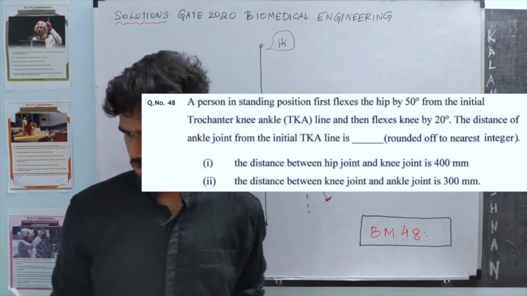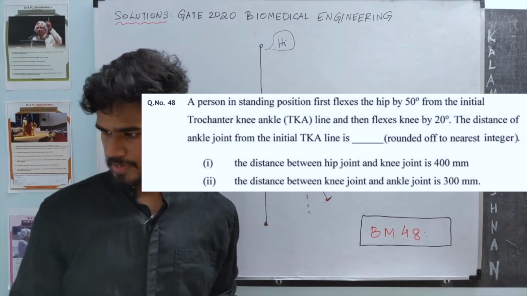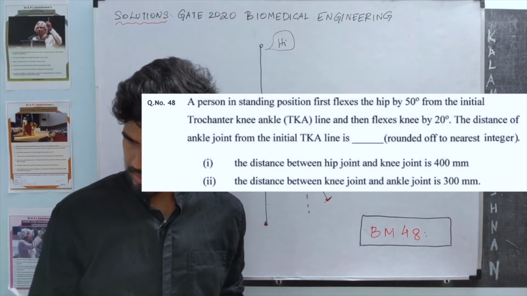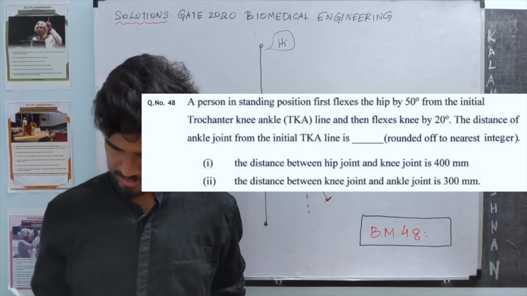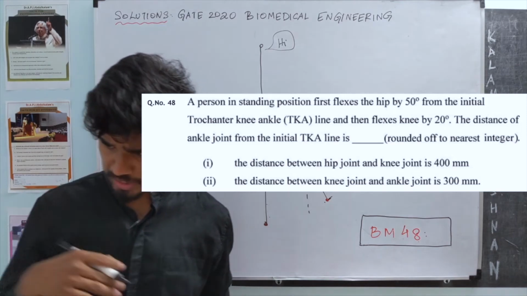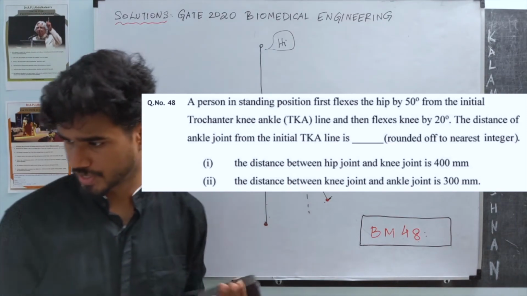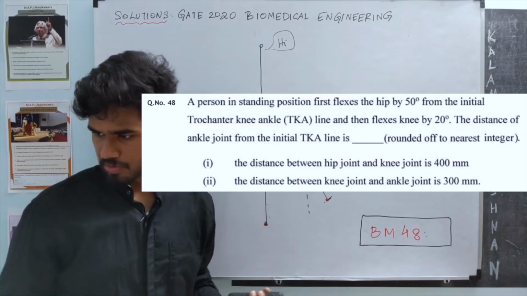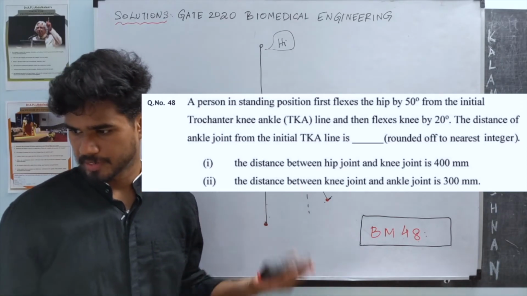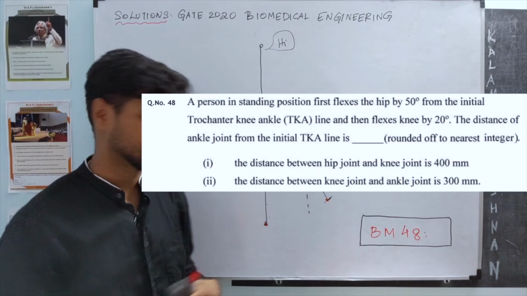48th question. A person in standing position first flexes the hip by 50 degrees from the initial trochanter knee ankle line and then flexes the knee by 20 degrees. The distance of the ankle joint from the initial trochanter knee ankle line is dash, rounded off to the nearest integer. The distance between hip joint and knee joint is 400 millimeters. The distance between knee joint and ankle joint is 300 millimeters.